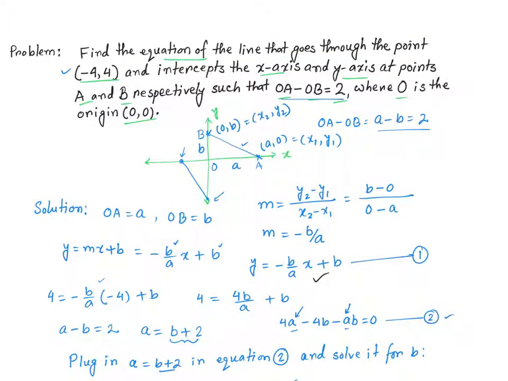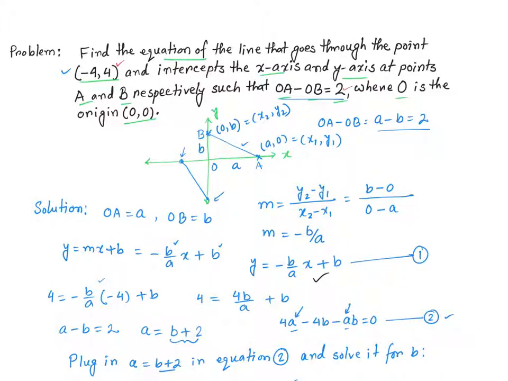Now let me summarize what I have done. Basically we are given a point, a straight line is going to go through this point and is going to intercept from the x and y axis certain line segments. So the difference of those line segments is 2. Basically OA minus OB is equal to 2. O is the origin, of course, and we need to find the equation of the straight line. That's what the problem is.